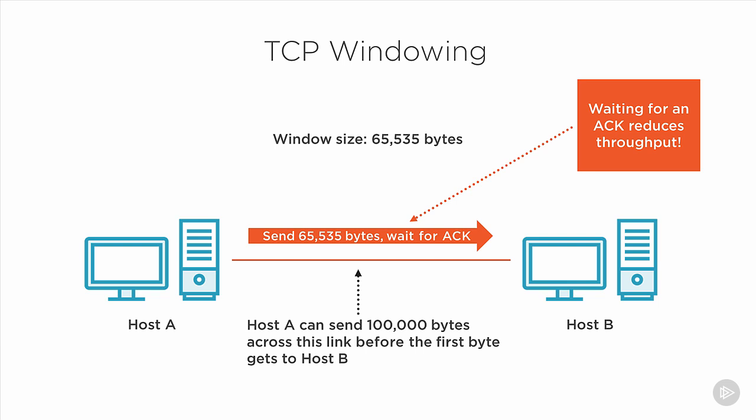But the window size is 65,535 bytes. This means that host A is only going to send that number of bytes, and then it will stop because it must wait for host B to send an acknowledgement. This effectively reduces the throughput, which, as you remember, was the very problem windowing was supposed to solve in the first place. What to do?